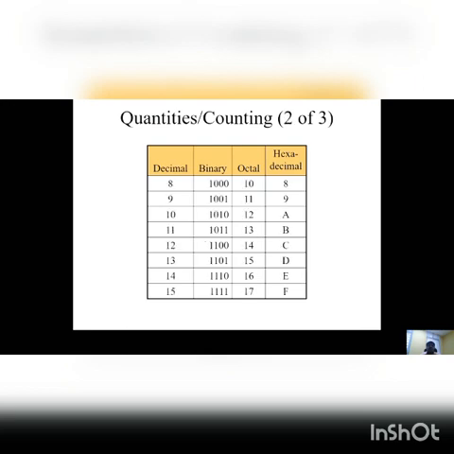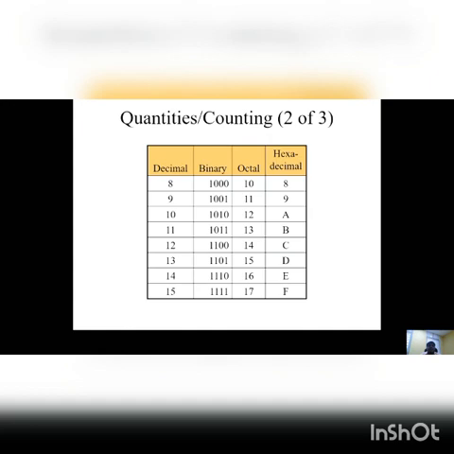If decimal is 8, binary is 1000, octal is 10, and hexadecimal is 8. As you can see here, up to 7 is the octal digit range, so a maximum of 3 bits is required to represent an octal digit. Okay, and for 9, binary is 1001, octal is 11, and hexadecimal is 9. Decimal is 10, binary is 1010, octal is 12, and as I said earlier, 10 corresponds to A in hexadecimal.